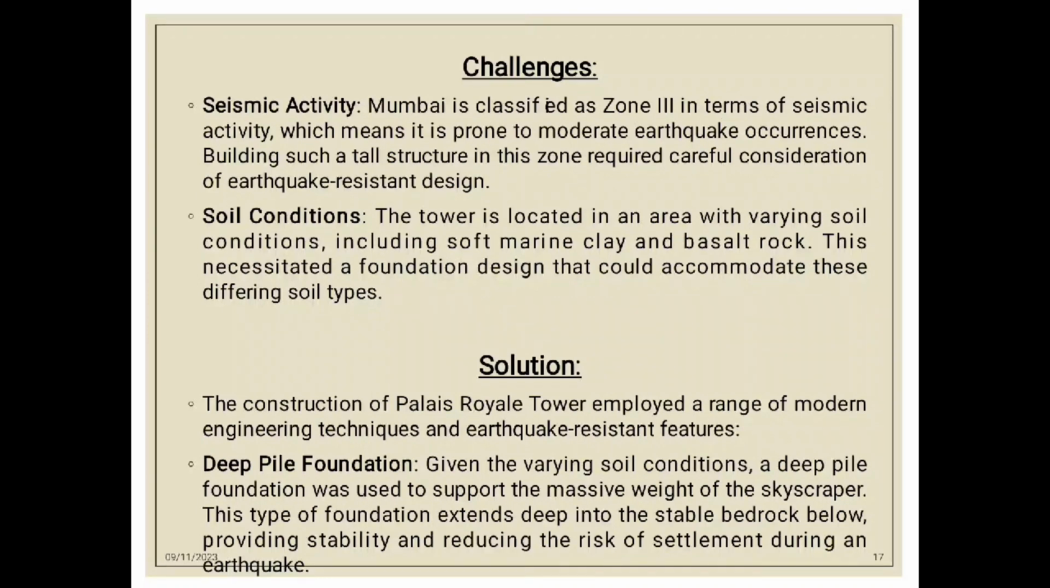Solution: the construction of Palace Royal Tower employed a range of modern engineering techniques and earthquake resistant features. Deep pile foundation: given the varying soil condition, a deep pile foundation was used to support the massive weight of the skyscraper. This type of foundation extends deep into the stable bedrock below, providing stability and reducing the risk of settlement during an earthquake.